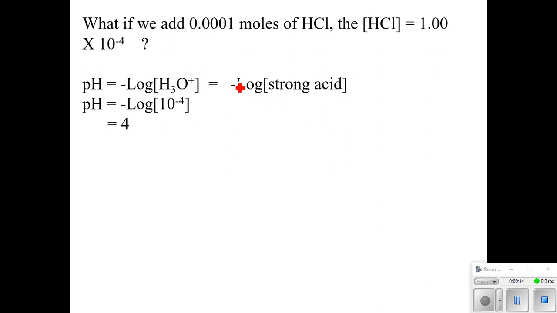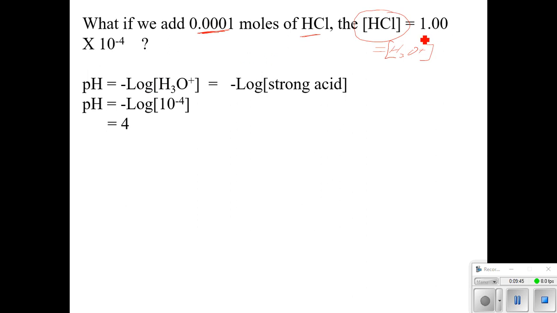So let's say that we do take this many moles of hydrochloric acid and put it in a liter of solution. Hydrochloric acid is a strong acid, so the concentration of hydrochloric acid is going to equal the hydronium ion concentration as well. Okay, they will be the same. And again, we'll come back and talk about how we know that this is in fact a strong acid. So we have 1 times 10 to the negative 4.